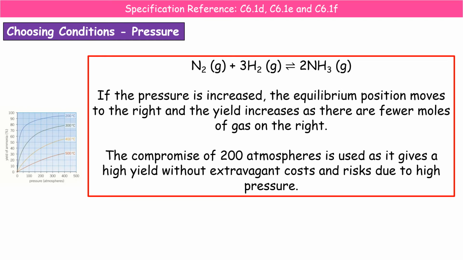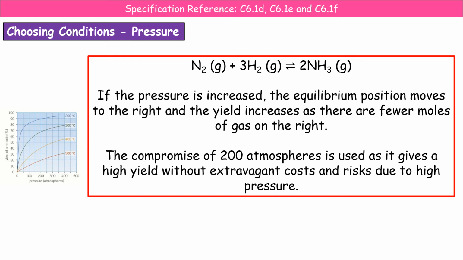Second factor, the pressure. Why do we pick 200 atmospheres? At the top we've got our balanced symbol equation for this reaction. So on the left hand side we have 4 moles of gas, 3 hydrogen, 1 nitrogen. On the right, 2 moles of gas. Therefore, if we increase the pressure, the equilibrium position is going to move to the right because that's where the fewer moles of gas are. So by increasing the pressure, we increase the yield.